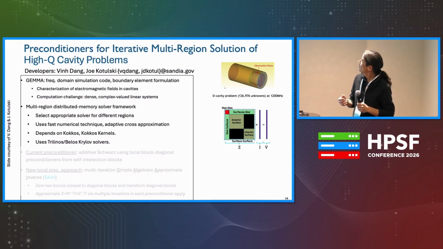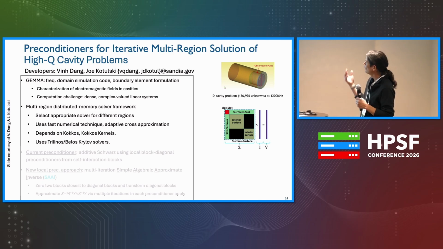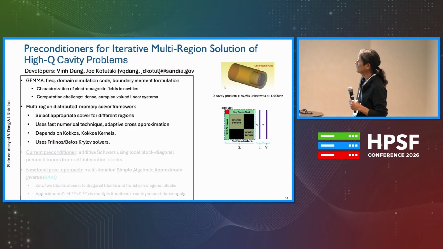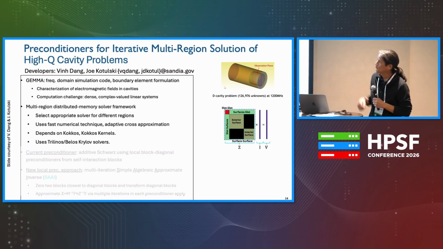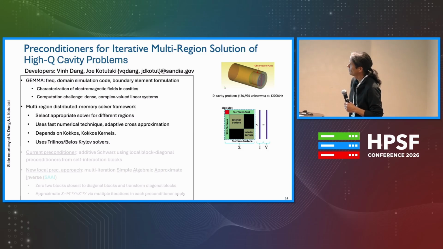Just like the image at the top. Yes, just like the image at the top. Thank you. Right. And they're essentially trying to characterize the electromagnetic fields in these cavities. The work that they've been doing depends on Kokkos and Kokkos Kernels, and it does use Belos, the Krylov solvers inside of Belos.